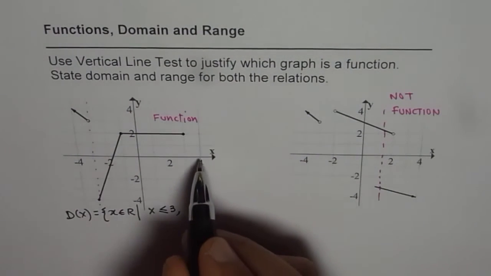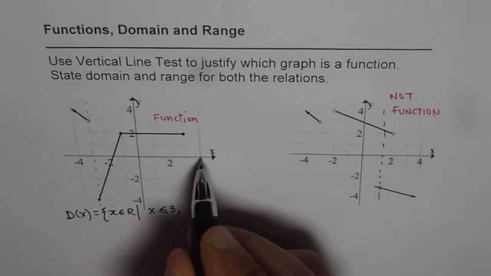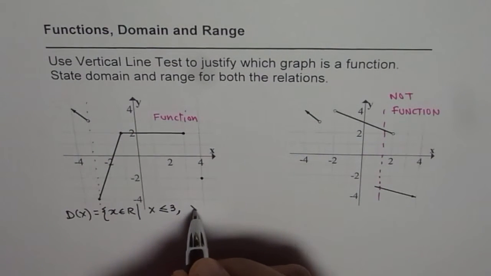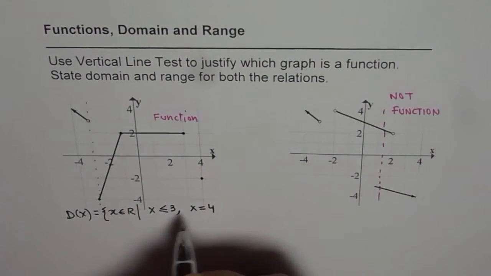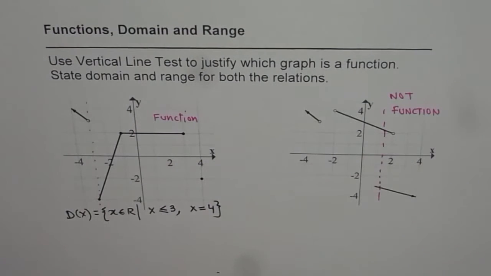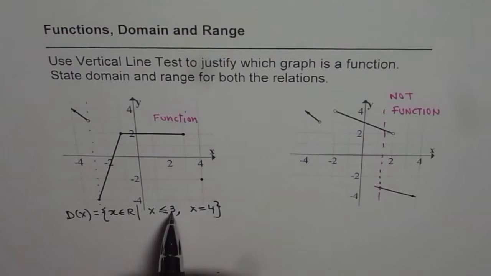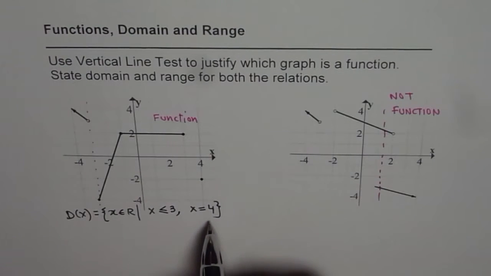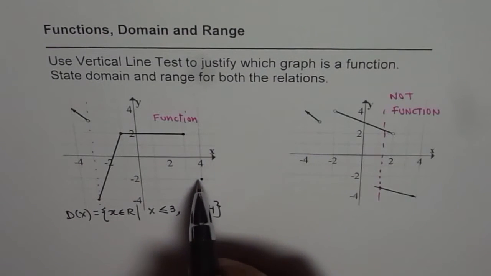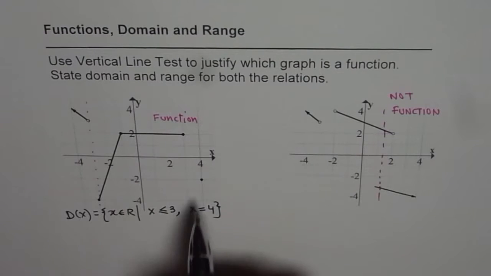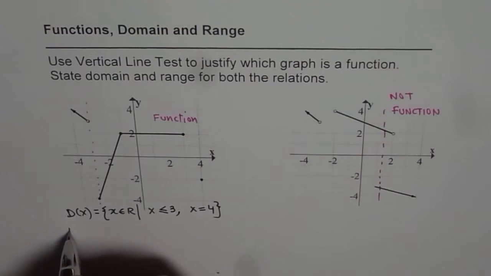But we have one more value of x, and that is x is equal to 4, right? So that is how we can write domain for this function. So x is less than equal to 3 and x equals to 4. 4 is a part of domain, right? That point. How about range?